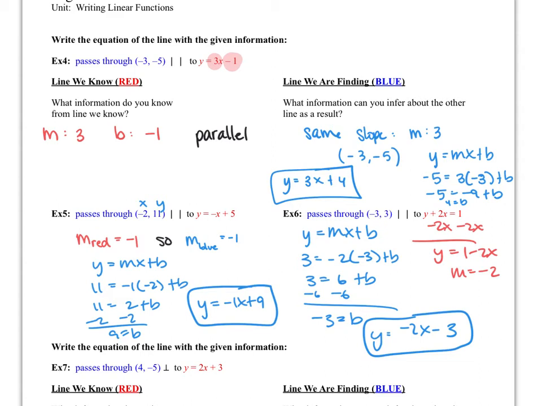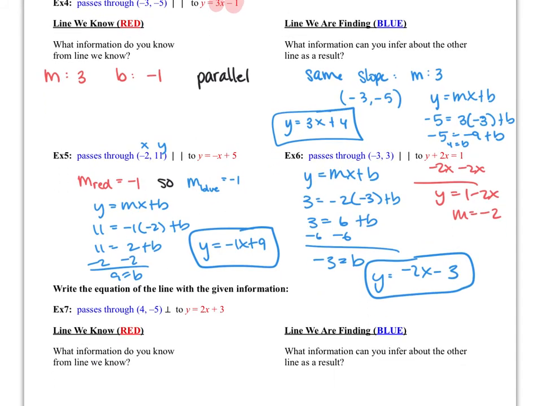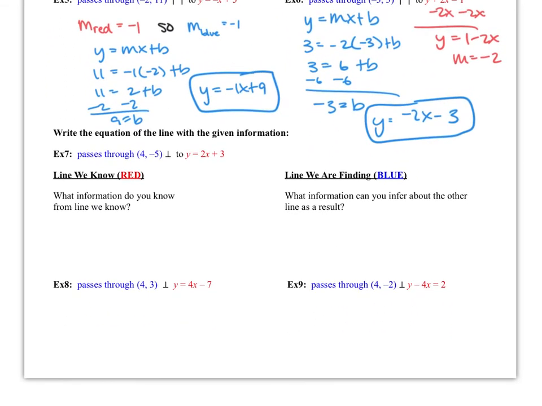Example 6 is a little bit different because on the red line, I can't say its slope until y is isolated, and so to do that, I had to subtract 2x, which means my slope is -2. Once I have that slope, I can use that slope for my blue line as well. I used y is 3, -2 is my slope, x is -3, -2 times -3 was 6, and then subtract 6 from both sides to get a b value of -3. Don't forget to complete your equation in slope-intercept form: y equals -2x minus 3.